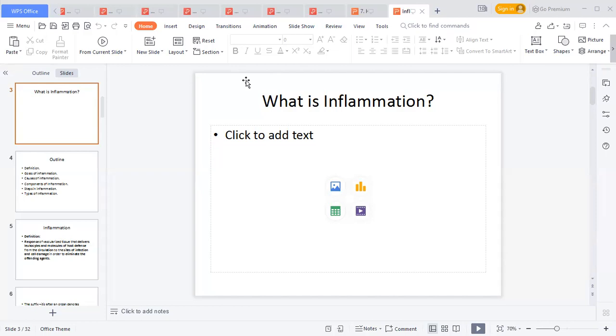So now, under inflammation, you might be asked to differentiate between acute inflammation and chronic inflammation. From there, you might be asked to state the features of acute inflammation, and also the events of cellular inflammation. What happens in acute inflammation? Those are called cellular events.